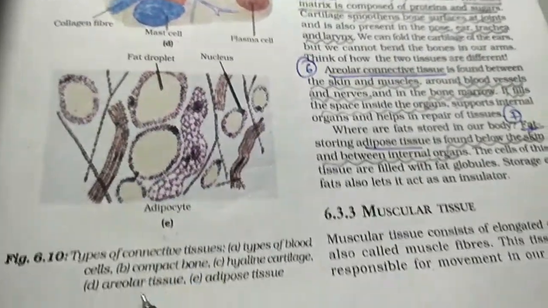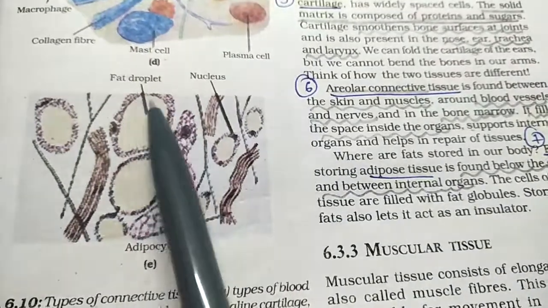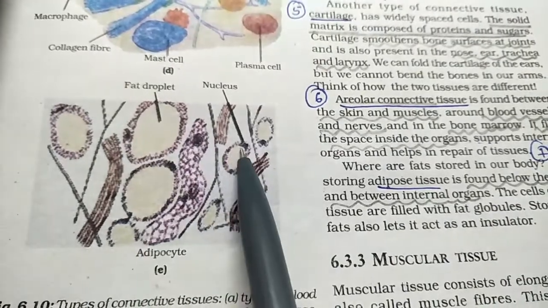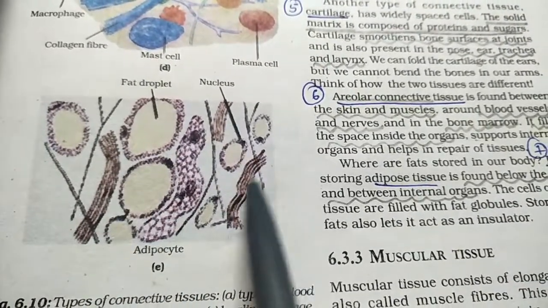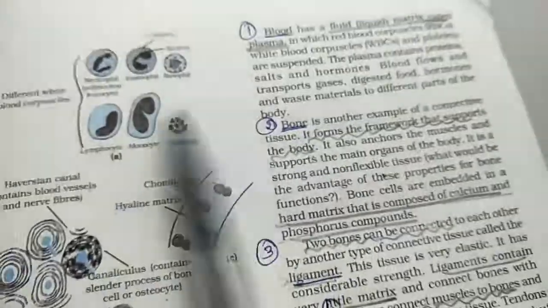Now E is the adipose tissue which you are going to see. This is the matrix, and it has got these fat droplets, and these fat droplets have the nucleus here. And these are the fibers. So you can see here they are made up of 2-3 different types of cells, all of them. That's why they are tissues.